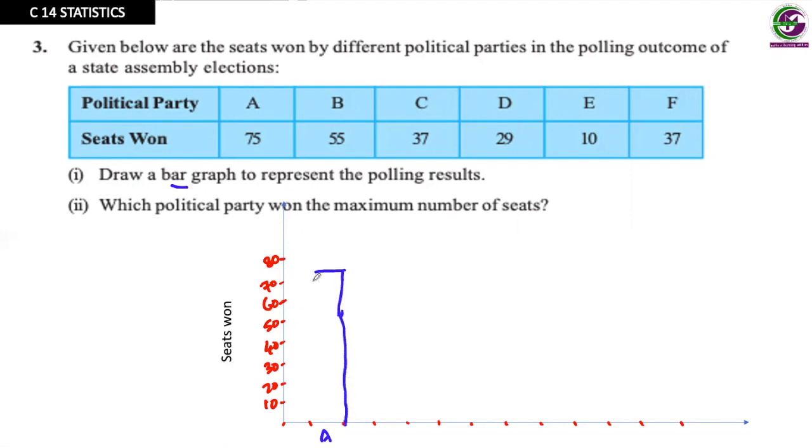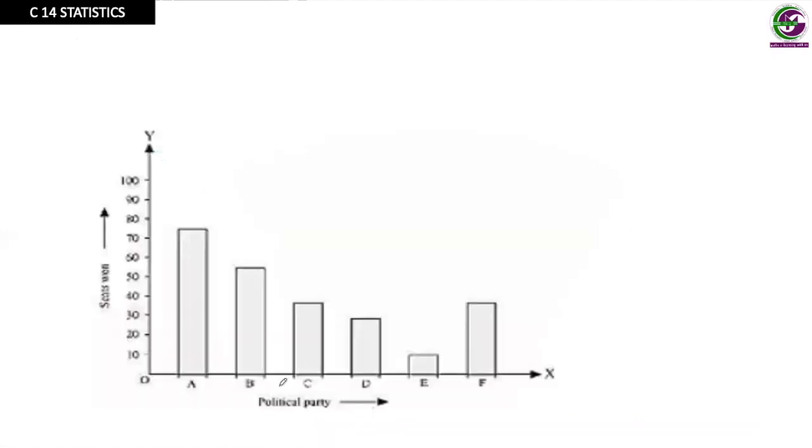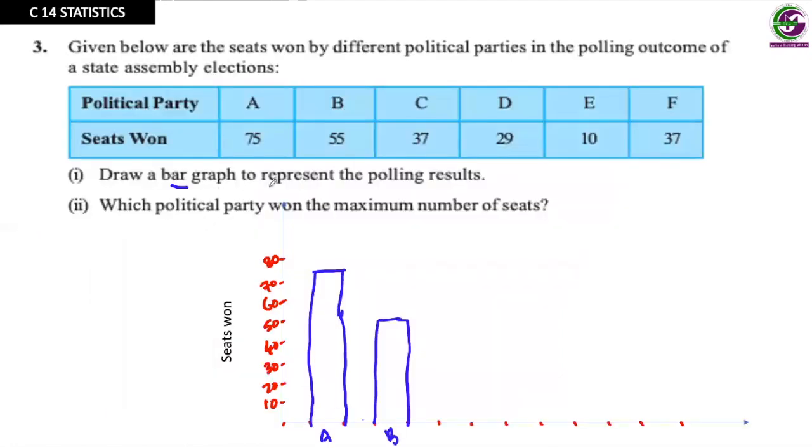Remember to use a scale to draw a straight line. Again, leave a space. Then party B is 55. And we continue to get the graph here. Political parties A, B, C, D, E, F on the x-axis, and seats won are here on the y-axis. It is very clear that party A is the winner. They got more seats. Which political party won the maximum number of seats? It is party A.